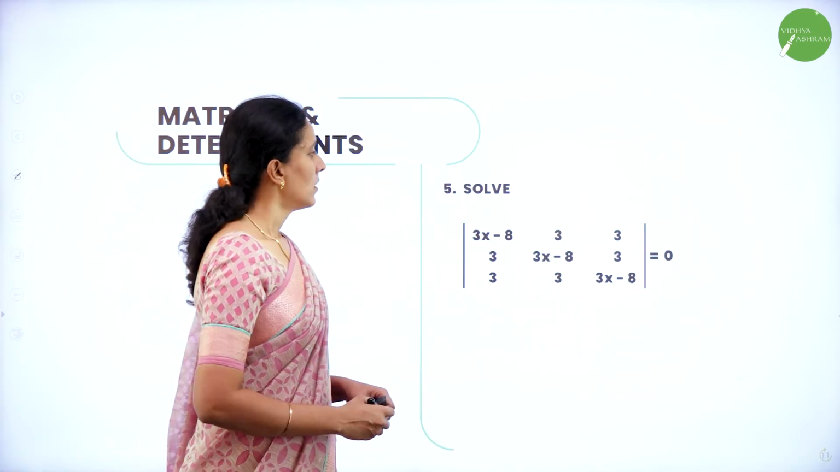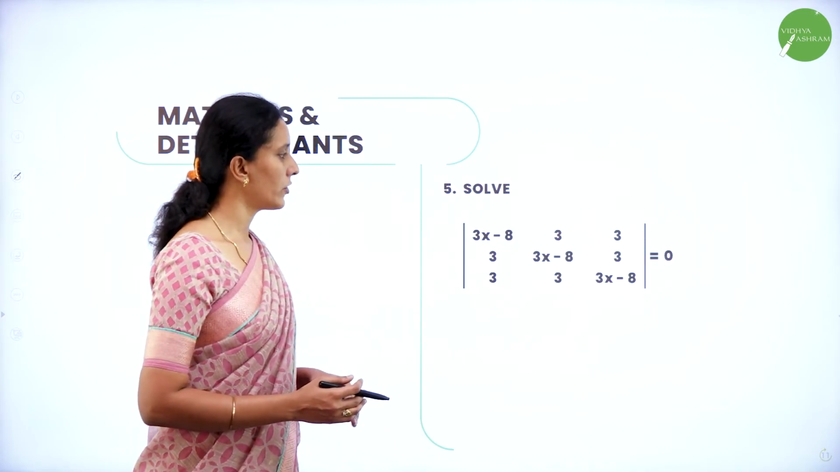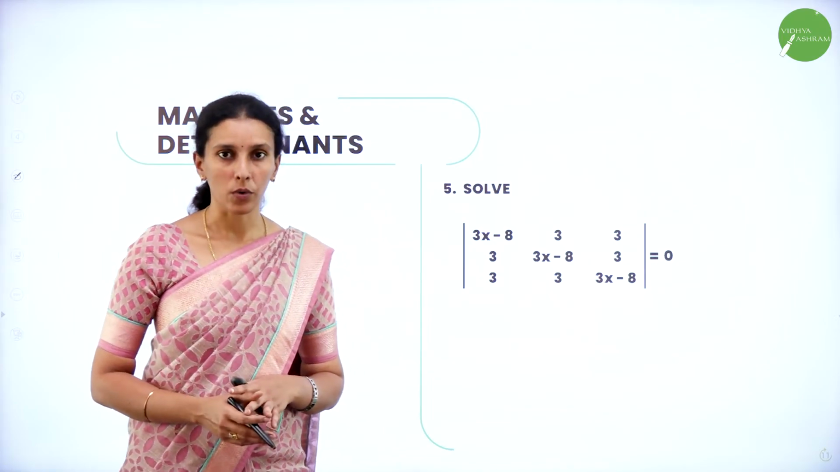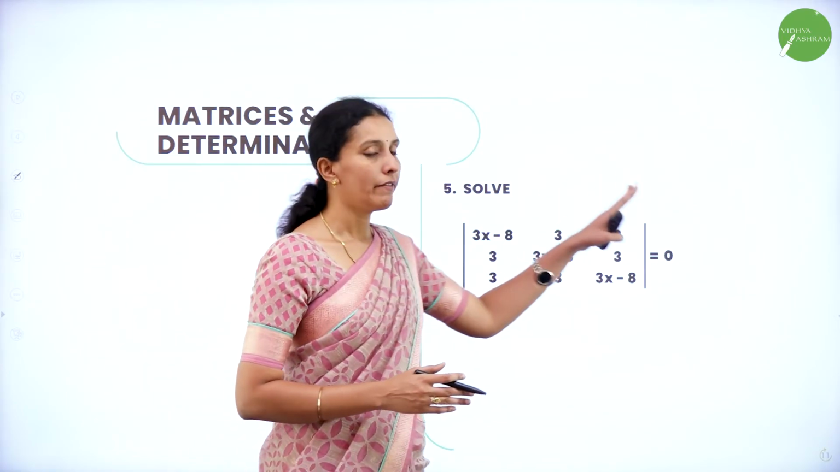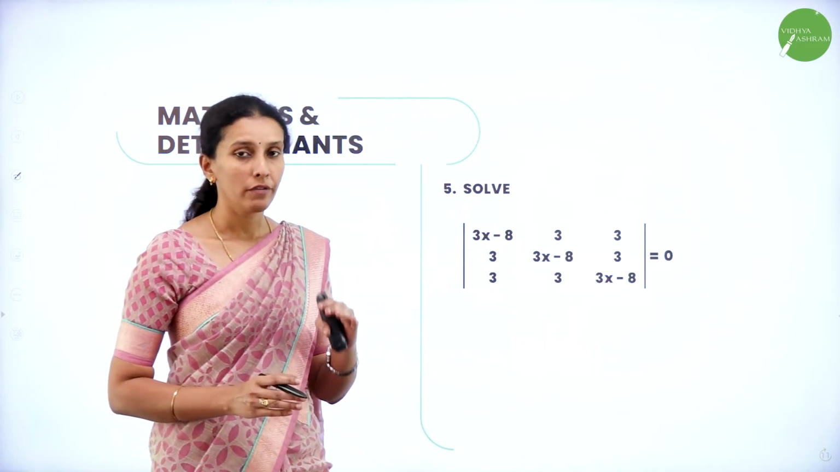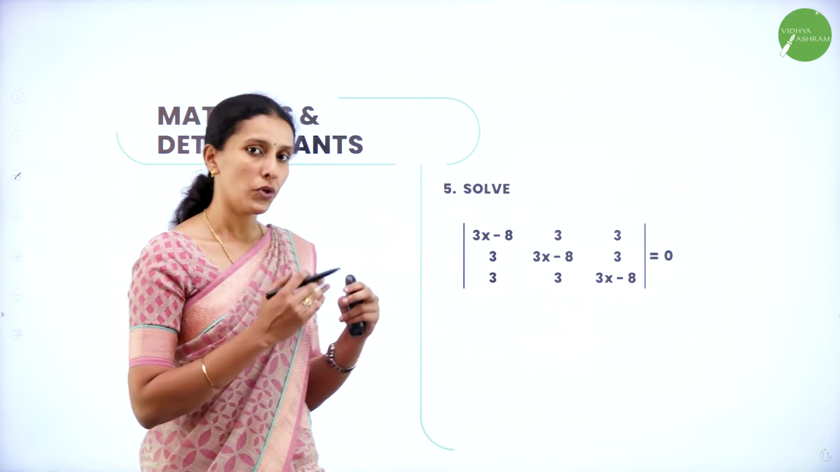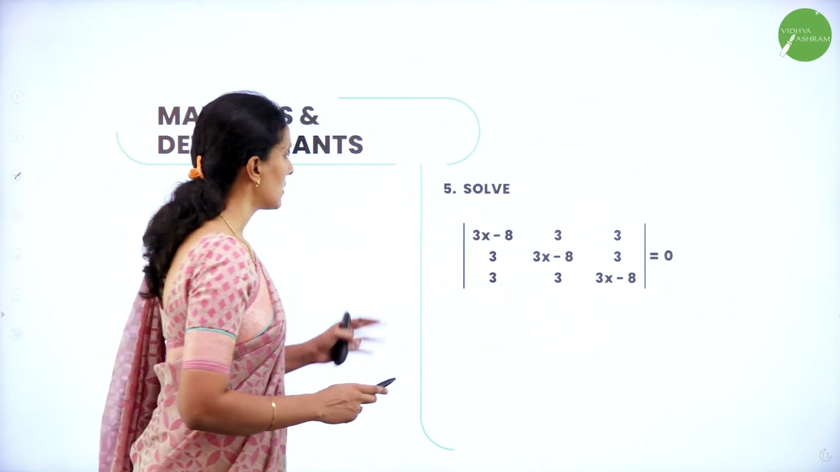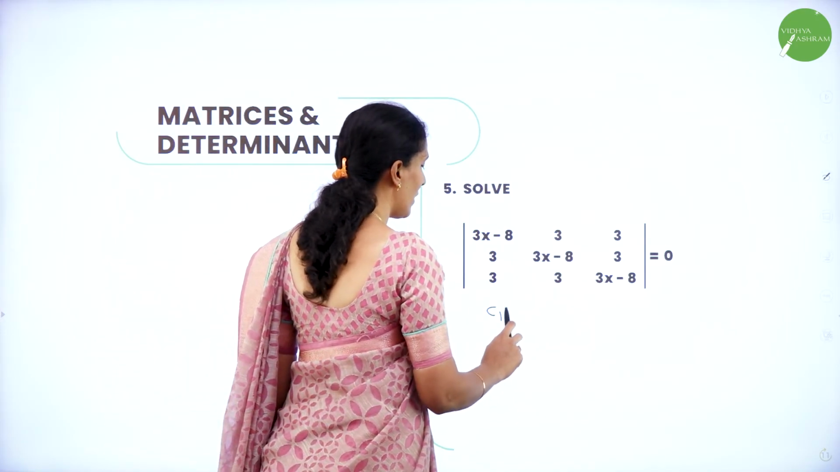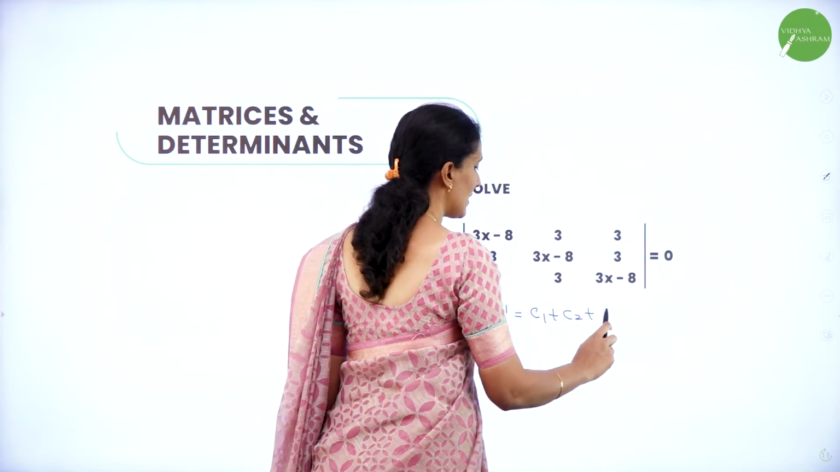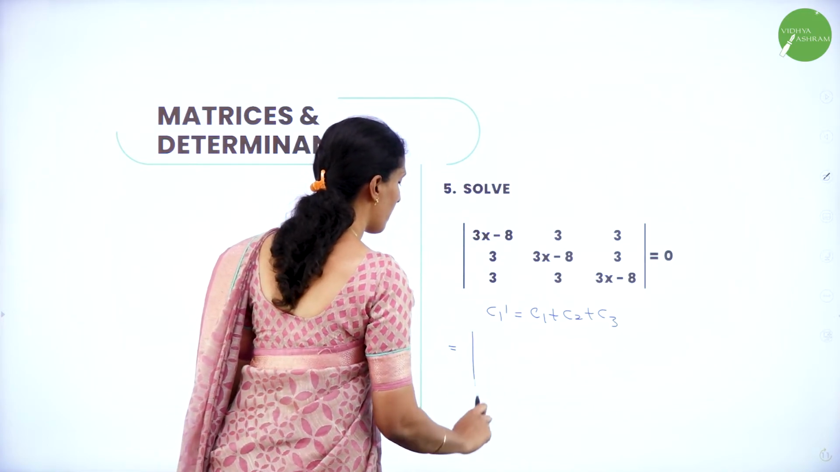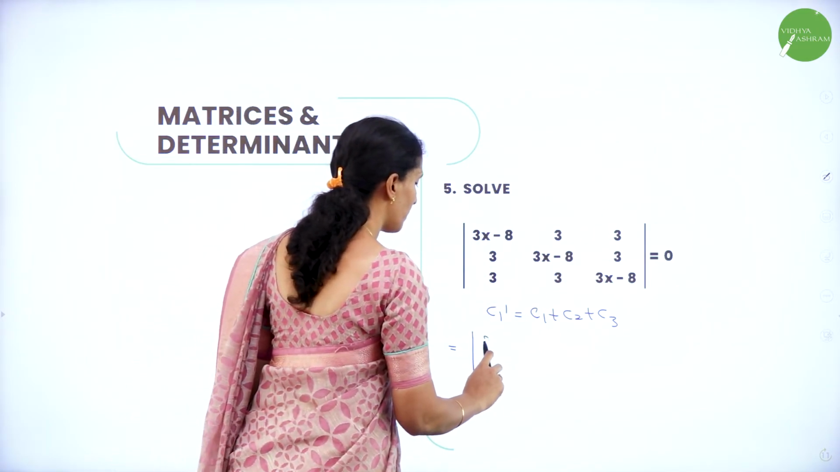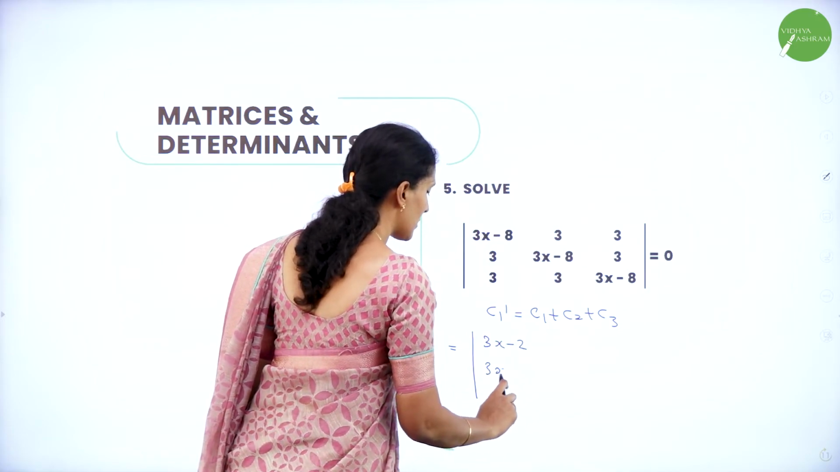Next question. Solve the determinant 3x minus 8, 3, 3; 3, 3x minus 8, 3; 3, 3, 3x minus 8 is equal to 0. So here they have given the value of the determinant is equal to 0. We need to find the value of x. So using the same methodology, here we are going to find the value of x. So let me take C1 dash as C1 plus C2 plus C3. Then it becomes 3x minus 8 plus 3 plus 3, which becomes 3x minus 2. So the first column becomes 3x minus 2 for all.